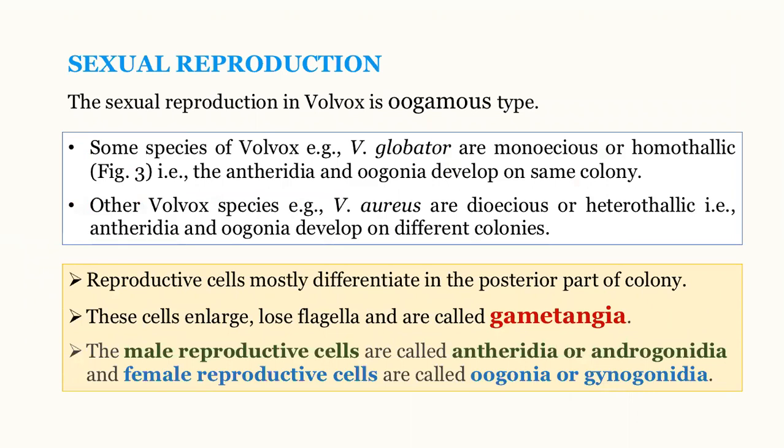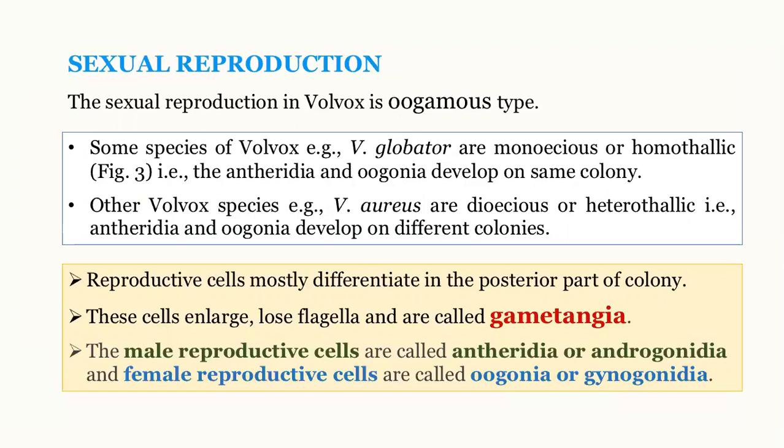Speaking about the sexual reproduction, as I told you in the beginning, sexual reproduction in Volvox is oogamous. But in some species of Volvox, like Volvox globator, they are monoecious or homothallic, that is both the antheridia and the oogonia, that is the male reproductive organ and the female reproductive organ, are seen in the same colony. But in other Volvox species like Volvox aureus, the male and the female reproductive organs are developed in two different colonies, that is they are dioecious or heterothallic.